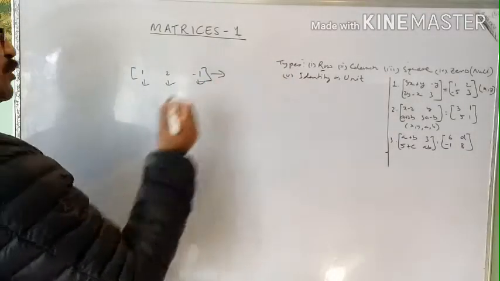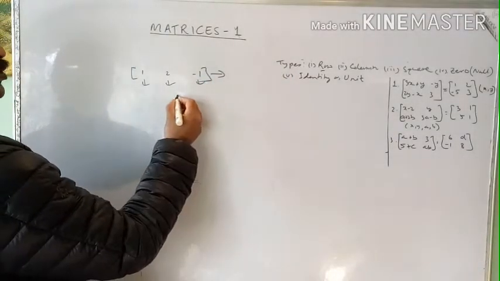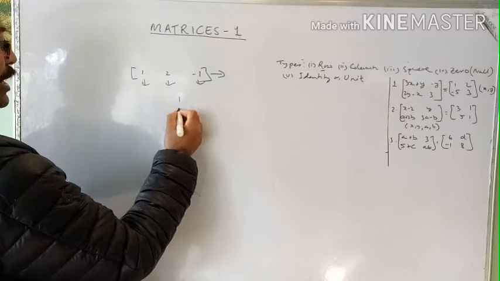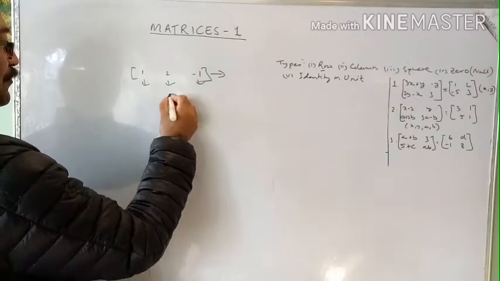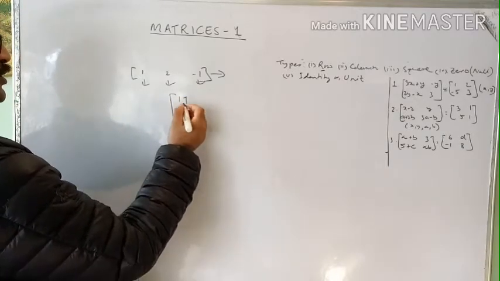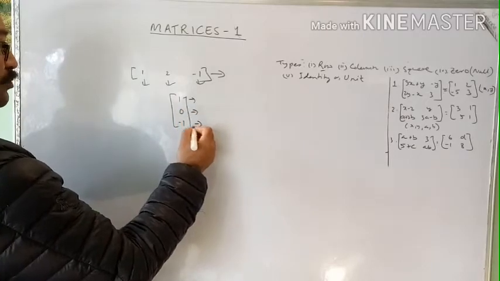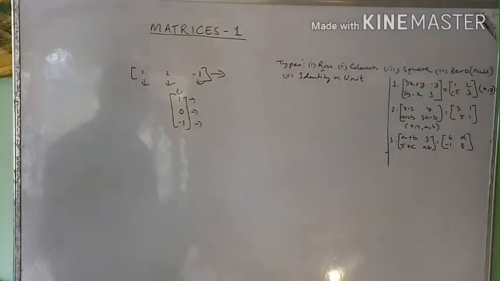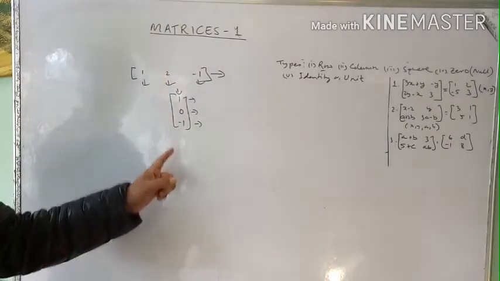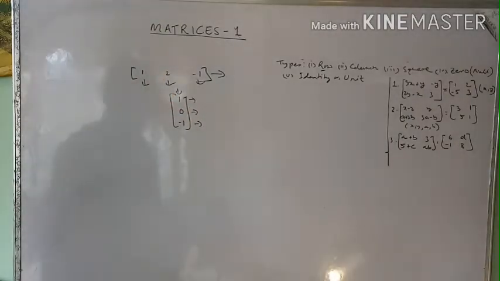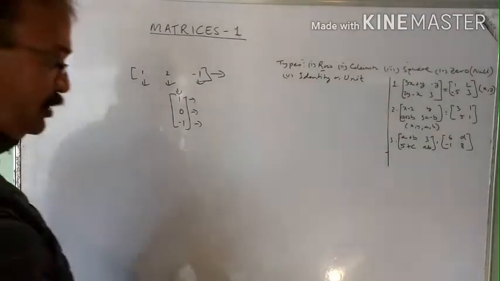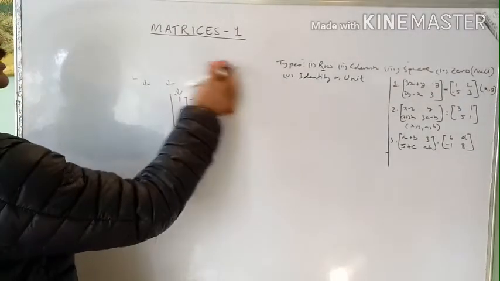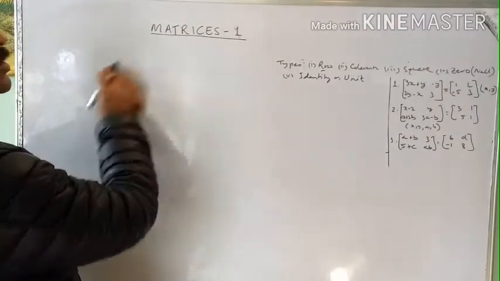Now number 2 is column matrix. So suppose here 1, 0, minus 1. See, here there are 3 rows but only one column. Number of rows can be any, but if there is only one column, then it is called column matrix. Okay. Now next, square matrix.